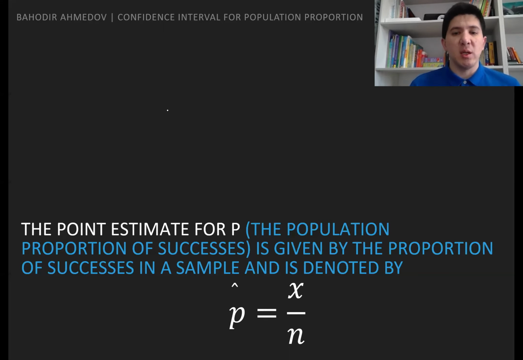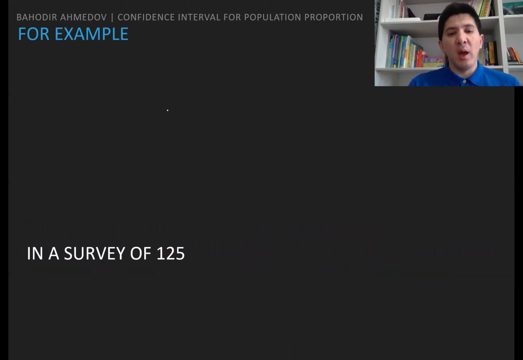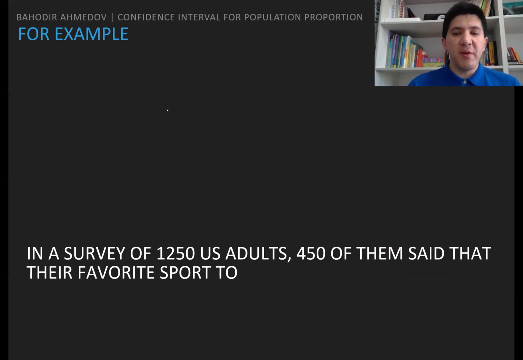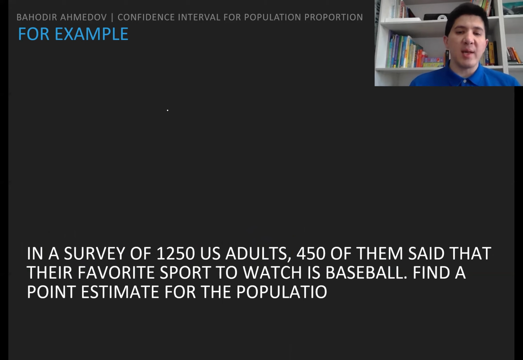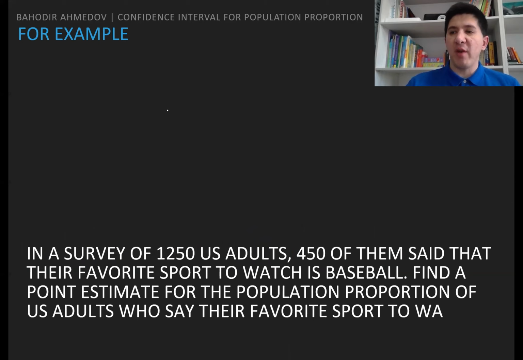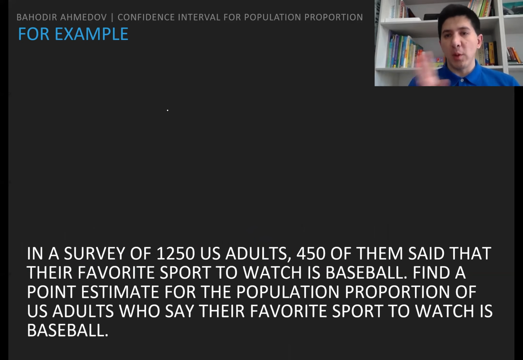For example, in a survey of 1,250 US adults, 450 of them say that their favorite sport to watch is baseball. Find a point estimate for the population proportion of US adults who say that their favorite sport is baseball. So basically, I would like to know what the proportion of US adults who like baseball is, right? So what I'm going to do is choose a sample of 1,250 adults only. Then I counted that only 450 of them said that they like baseball.